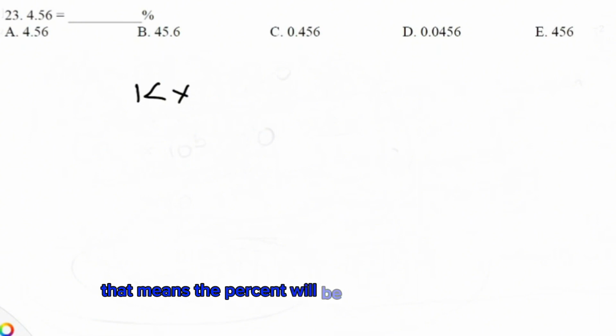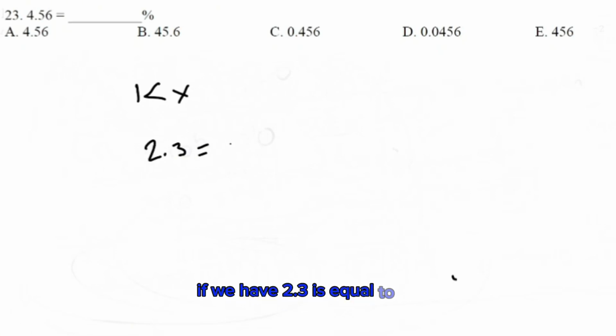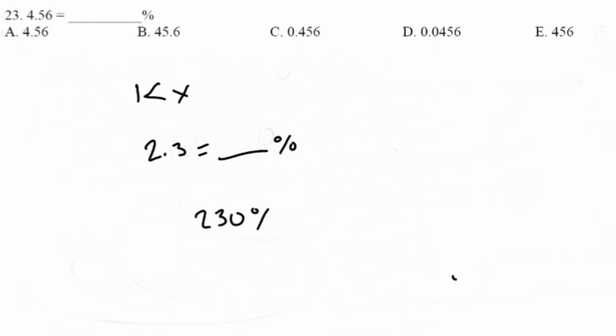Alright, so whenever we have a number greater than 1, let's say x, that means the percent will also be greater than 100. So for example, if we have 2.3 is equal to what percent? The answer would be 230%. Because 2 is greater than 1.